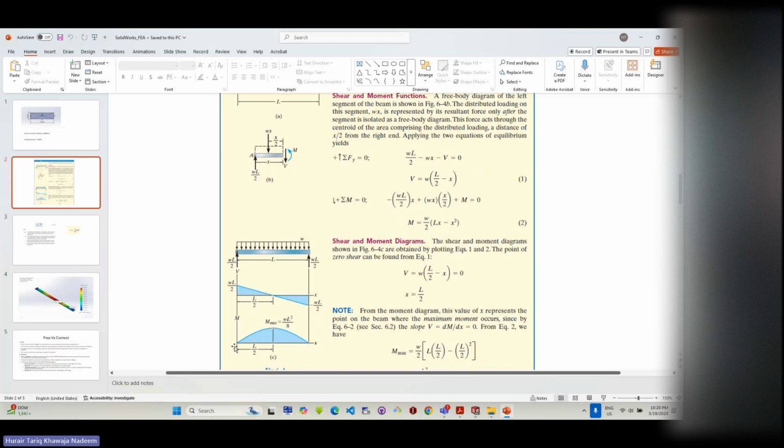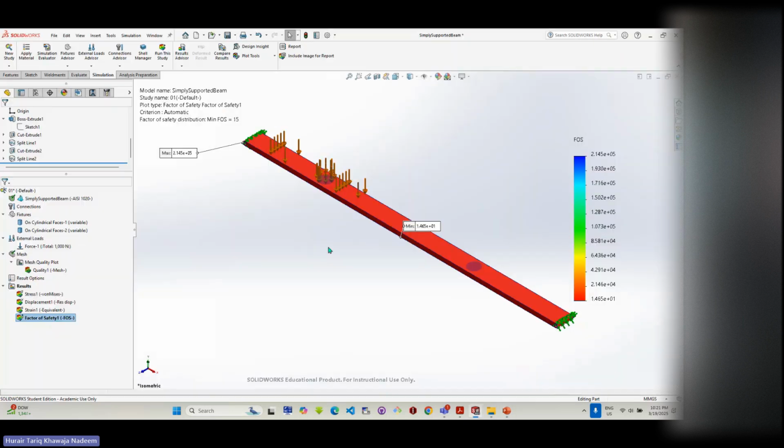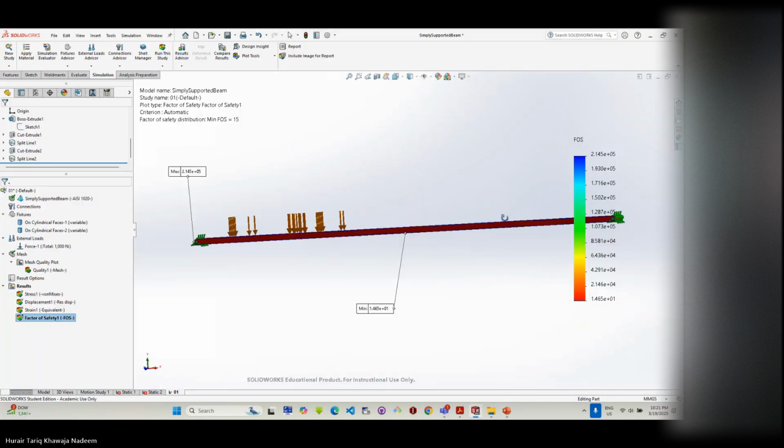This is the shear force and moment, and these are the resultant forces. Let's talk about the resultant force first. What do you think is going to be the resultant force in this situation on the pins? The total load is 1000. How much is going to be the resultant on this side and on this side? 500 each. Yeah.